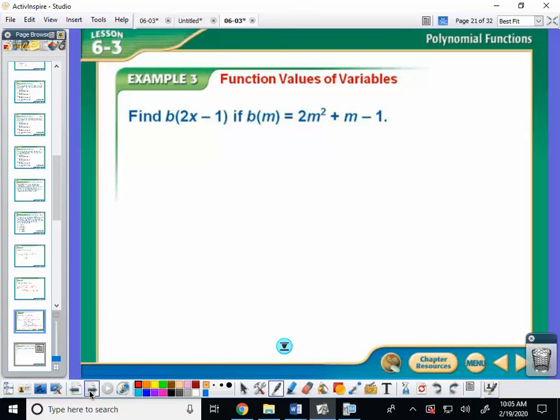Let's look at this one next. So in this example, we're on number 7. We have b of 2x minus 1. We're finding if b of m is equal to 2a squared plus m minus 1. Again, this is number 7 on the back side. So the b here tells me to use the b function. And in place of these m's, I'm going to put 2x minus 1.